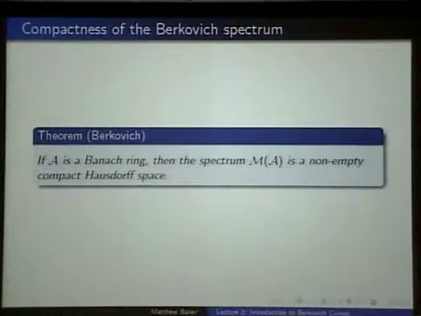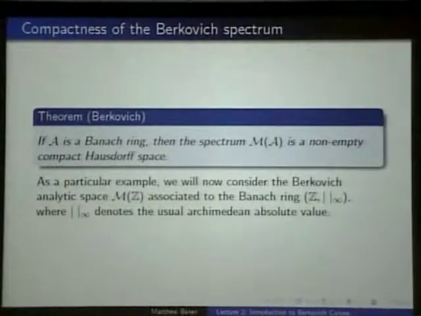And so a theorem of Berkovich is that if A is a Banach ring, then the spectrum is a non-empty compact Hausdorff space. So this is a very, very general construction to get a compact Hausdorff space out of any complete normed ring. And as a particular example of how general this construction is, I want to consider the space M of Z associated to the Banach ring Z with its usual absolute value. And we'll give a picture of what this space actually looks like.